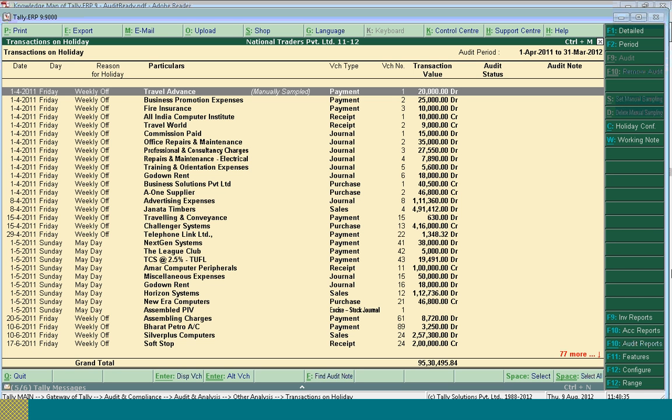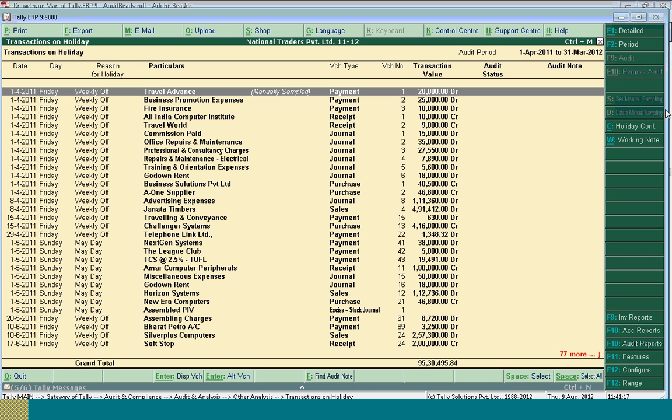It also helps us to allocate the work during the internal audit or by the auditor to check on these areas, assigning the work to his article clerks. And here it gives you the reason for the holiday. It was a weekly off, May Day, and all the transactions. For the entire business transactions, I still have a record of the holiday transactions. Just think, there was a bank holiday and bank transactions have been accounted. Right? So all those can be highlighted and the data can be corrected before taking it to the auditor.